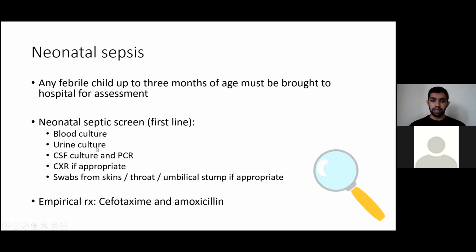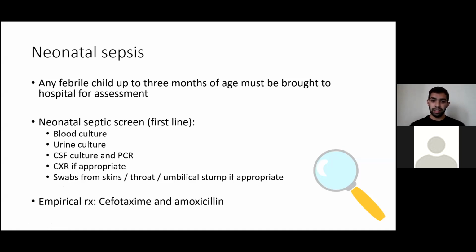But if it's the first few days of life, the NICE guidelines advise against doing a urine culture because it's rarely a UTI. You would only do a chest X-ray if you think there is a chest source. So you'll first do a clinical examination, and only if your examination findings point towards the chest and you want further confirmation would you do a chest X-ray. Otherwise, we tend to avoid ionizing radiation in pediatrics. And then, of course, you just want to find any other source of bugs.